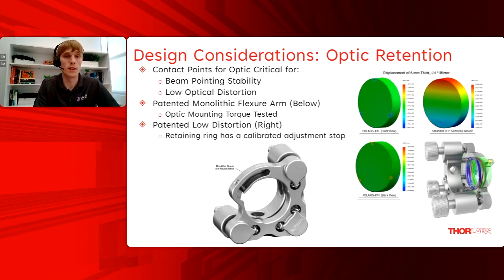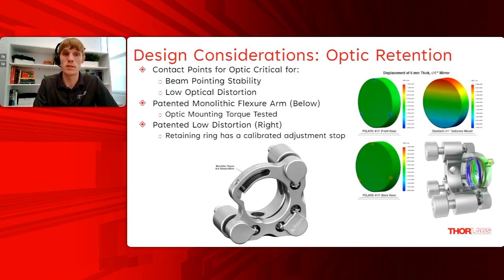Optic retention, or how the optic is held, is another design consideration when trying to build your ultra-stable kinematic mirror mount. We already talked about the materials and contact points for key movement zones, from the threads and adjuster tip seats, but what about the contact points on the optic? For our Polaris mounts, the bores are precision machined to achieve the fit that will give the optimum beam pointing stability over changing environmental conditions, from shock to temperature swings, etc.